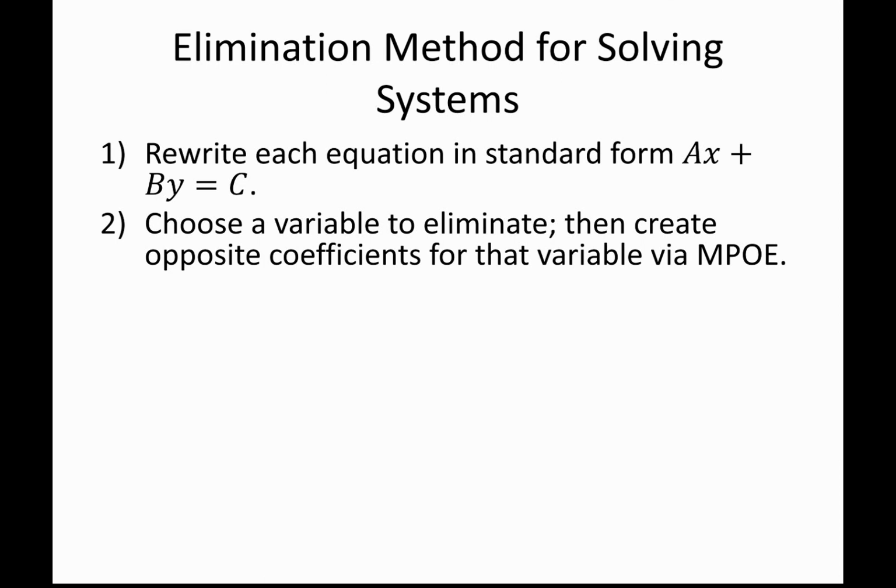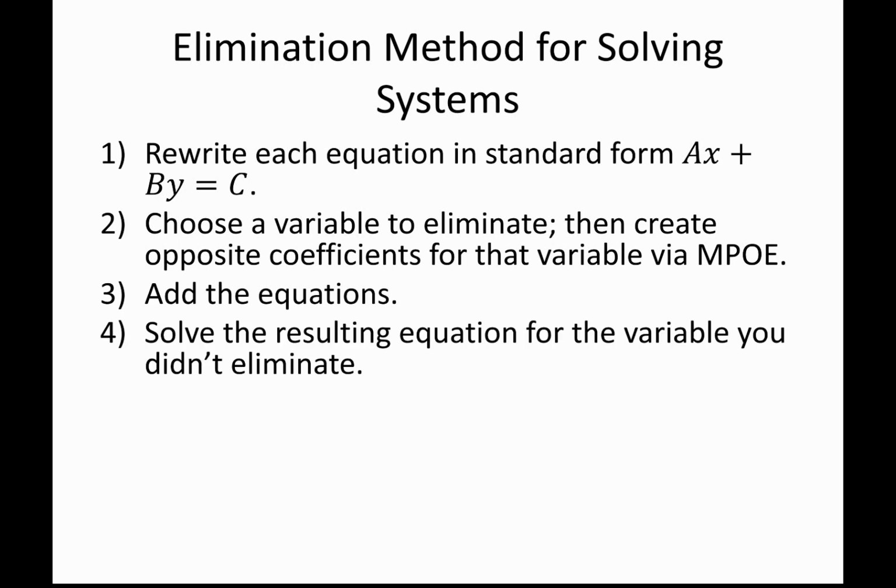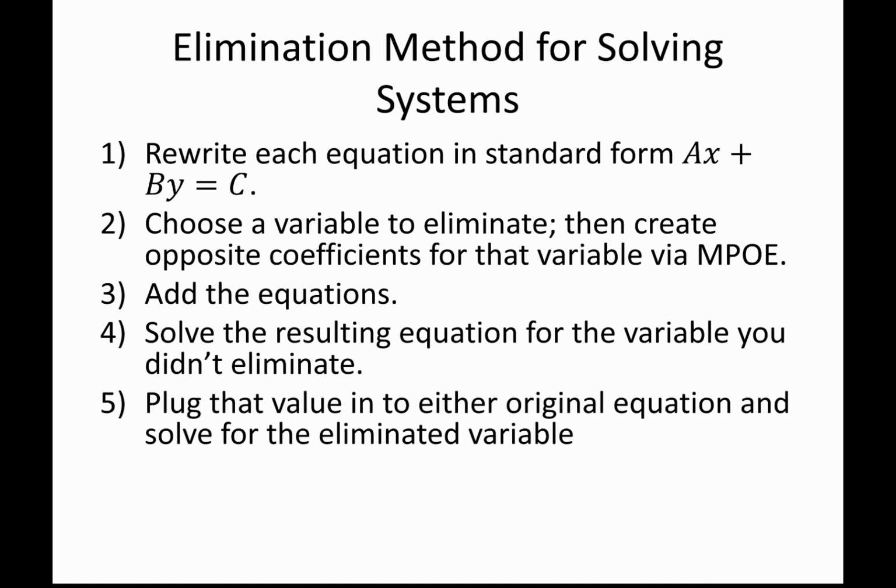Okay, step 3, we want to add the equations together. That's why it's often called the addition method. And then step 4, we solve the resulting equation for the variable you didn't eliminate, and then plug that value into either original equation to solve for the eliminated variable. And then, of course, the last step is always to check your work. You can always plug those values back into your original system to verify that they are correct.